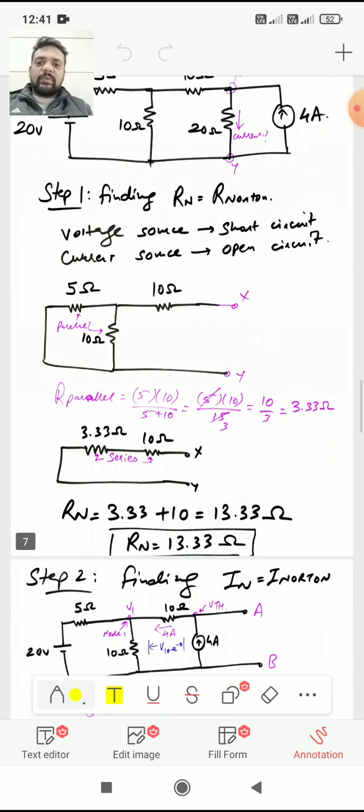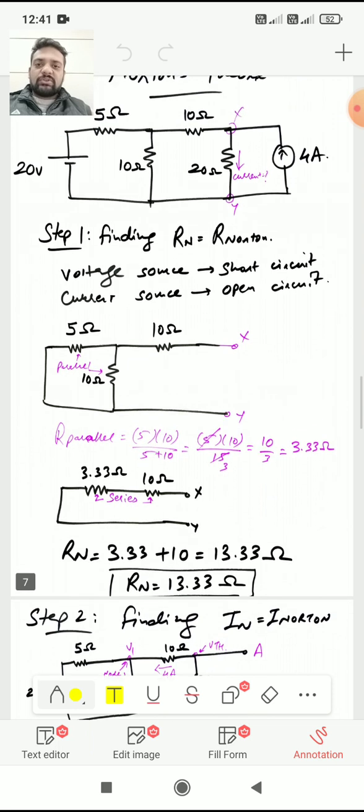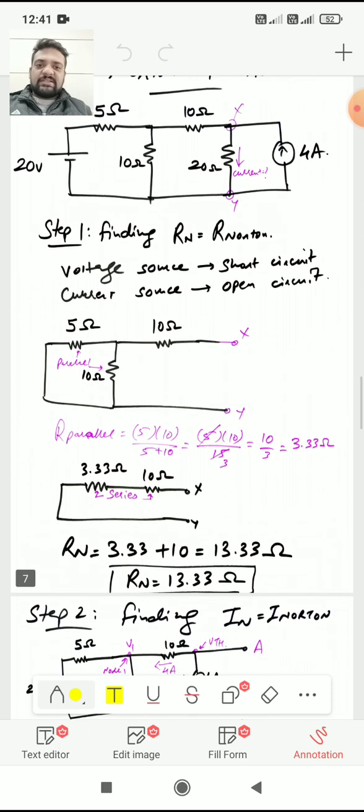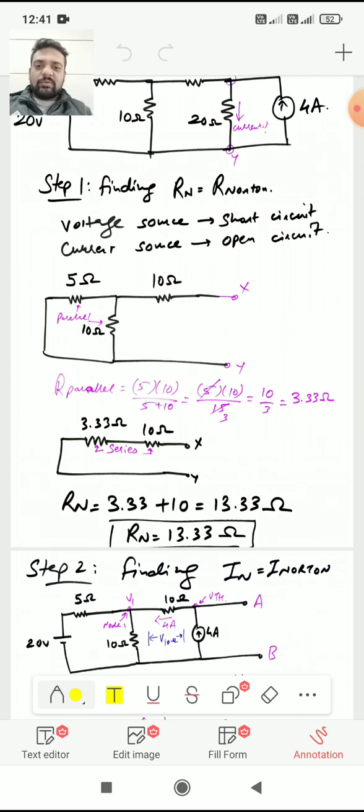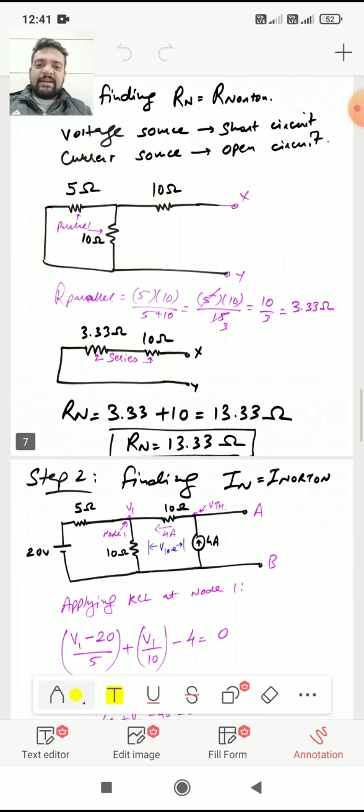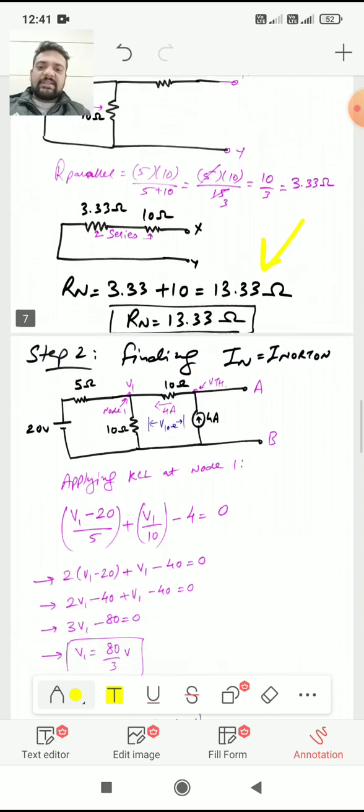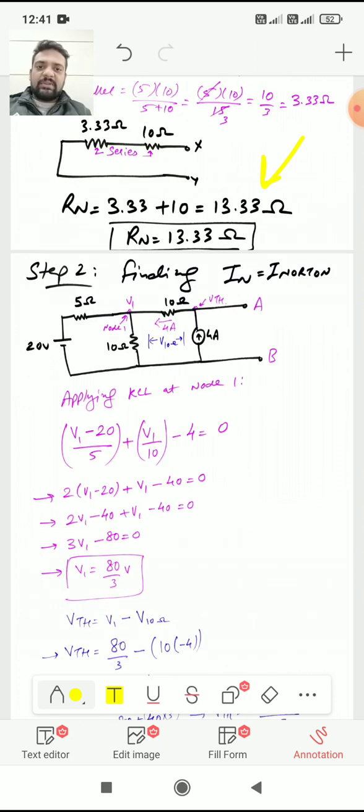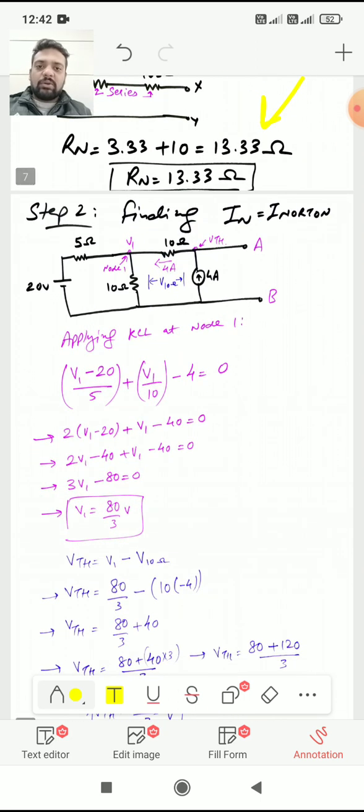To do so, we will first convert the voltage source into short circuit and then the current source into the open circuit. So as shown over here, we are first finding out the R Norton. So the R Norton value is 13.33 in this case. Now we will be finding out the IN, or I Norton.